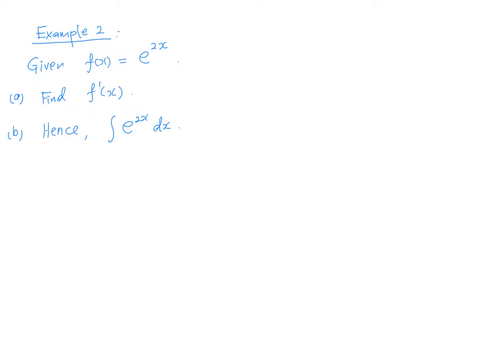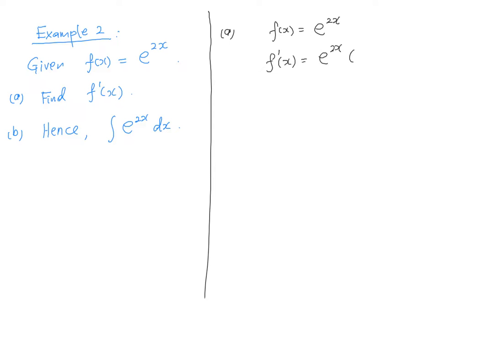Okay, so everyone got the answer? No. Which one don't you have? B. Don't know how to get. Okay, let me show you. Part A, f(x) is equal to e to the power of 2x. So f prime x will be e to the power of 2x times 2. So this one will be 2 e to the power of 2x.